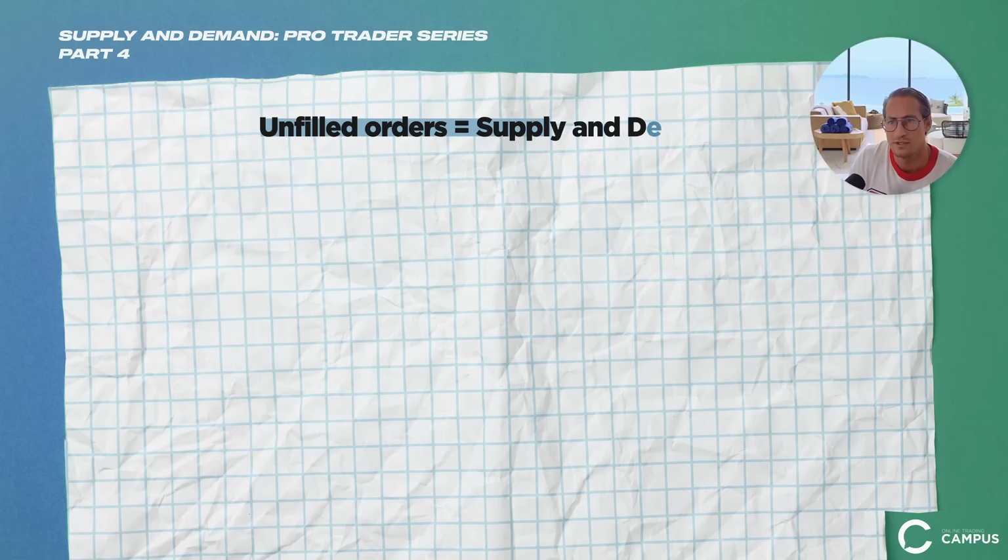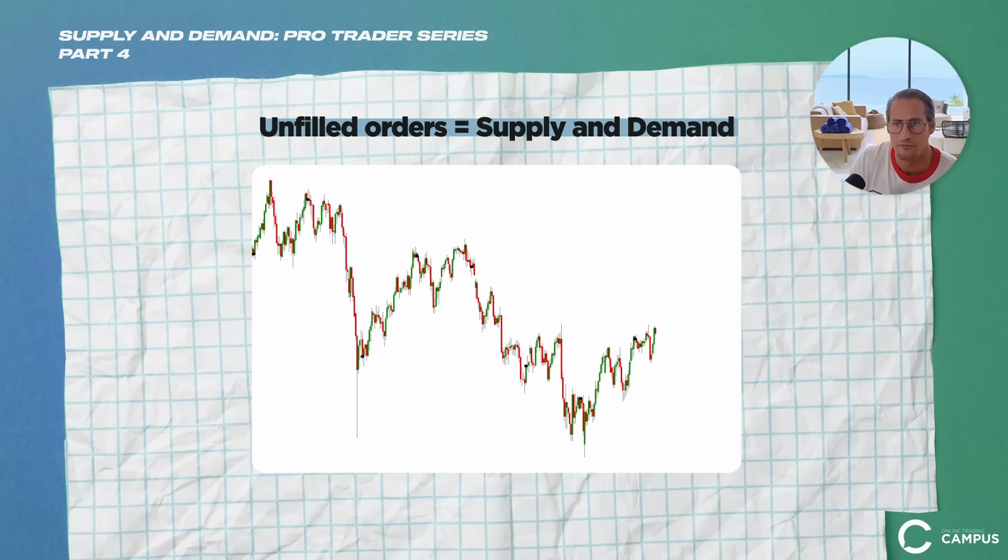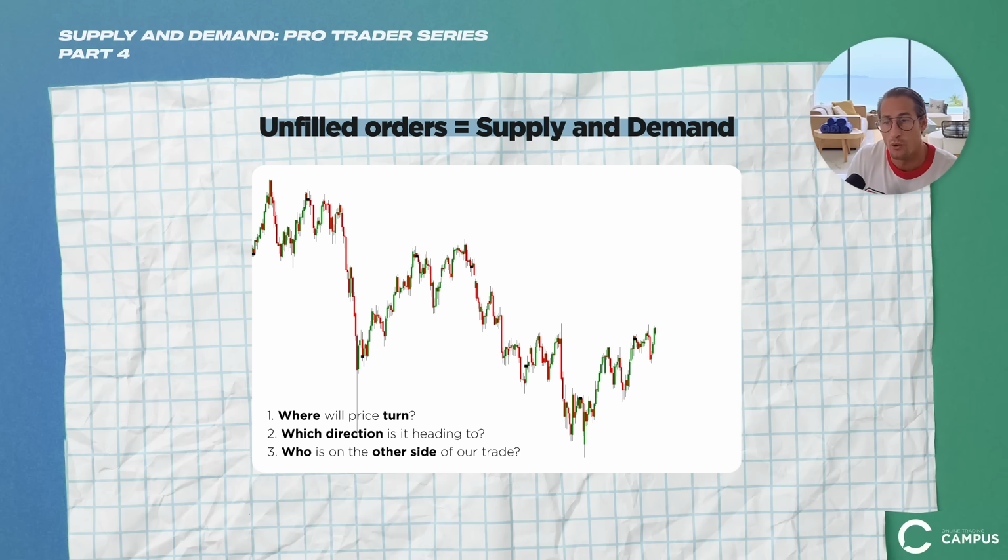So it really comes down to having this razor sharp focus on answering the questions that we just discussed and looking at the price chart to do it. Where will price turn? Where will it move to and go? And who is on the other side of our trade? Unfilled orders cause prices to turn. Another word for unfilled orders, supply and demand. Filled orders or a lack of supply and demand facilitates price movement.